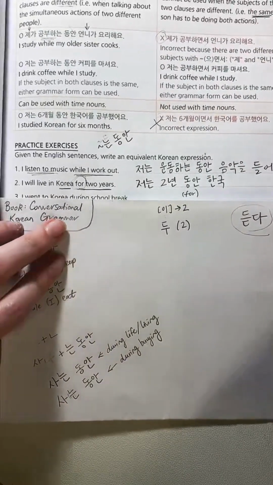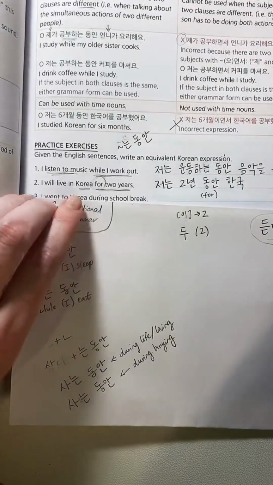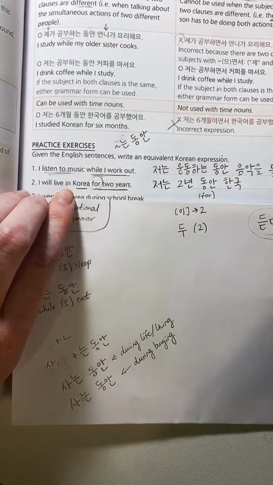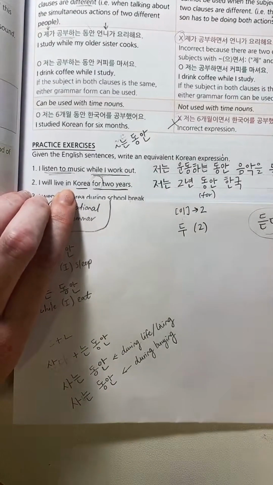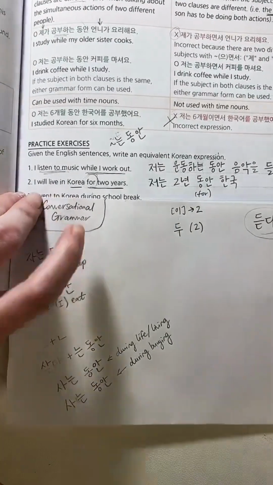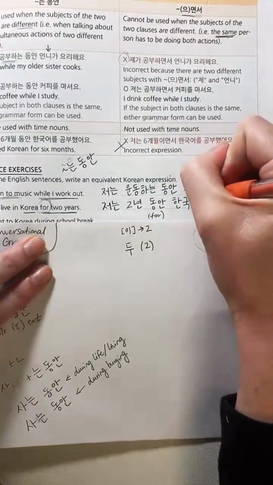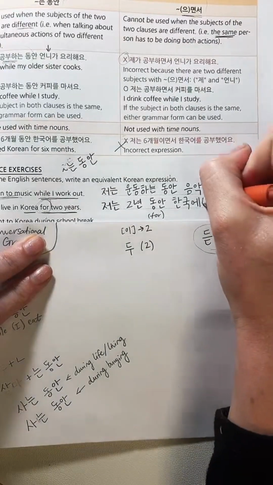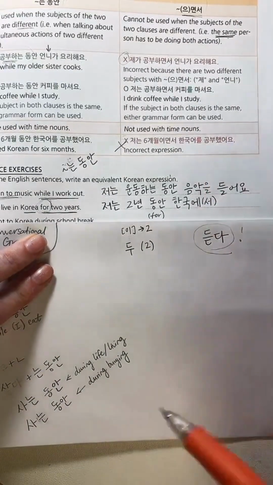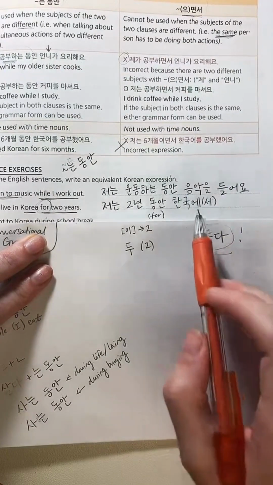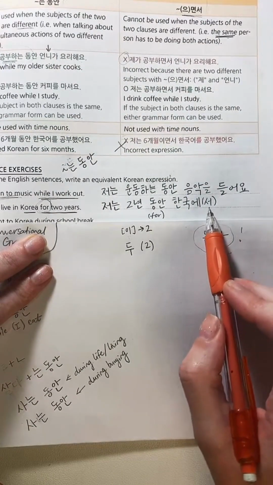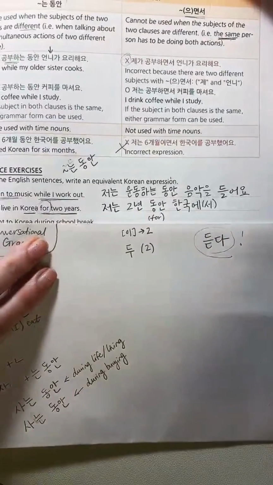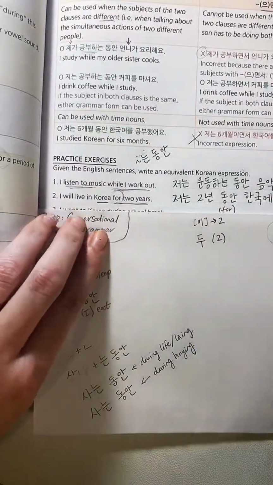Good job. Hangguk. How do we say that we're going to live in some place? What particle should we use here? This is kind of a trick question because there's actually 2 particles that you can use. You can use 에 or you can use 에서. You can actually use either one, and both are correct. So I'm going to put this 서 in brackets because it's optional. You can say 한국에 or 한국에서. Both are correct. I will live.